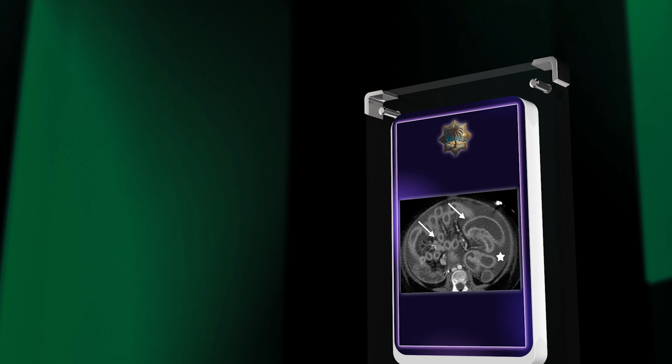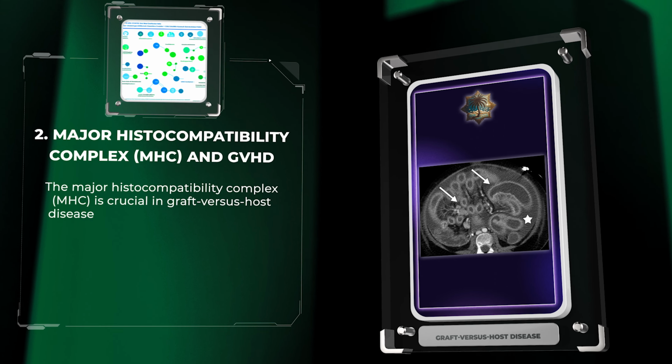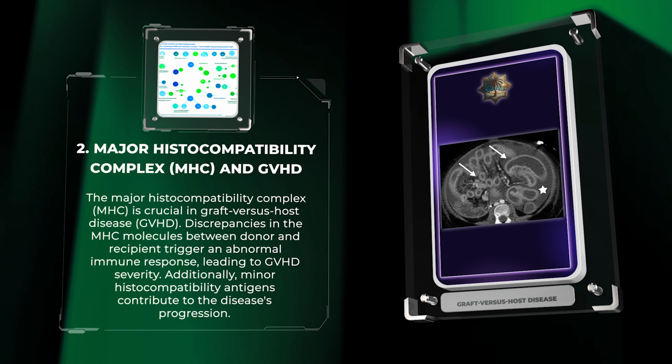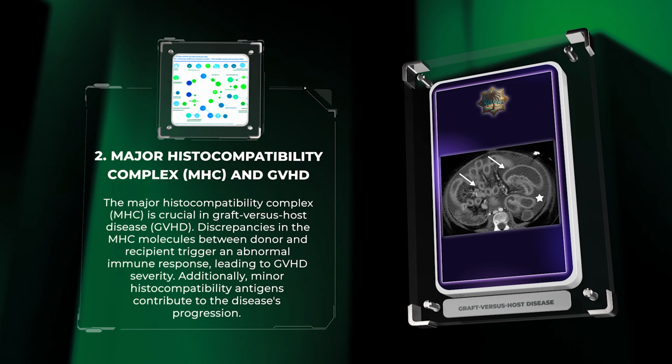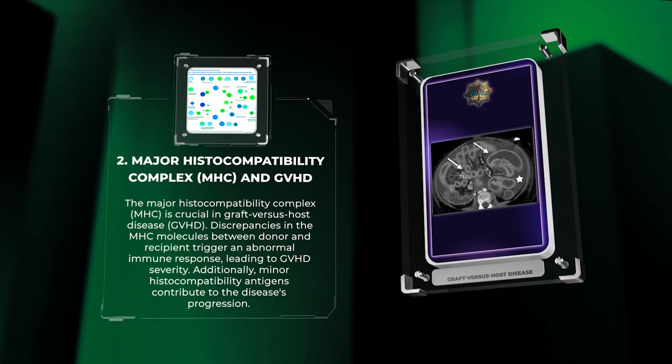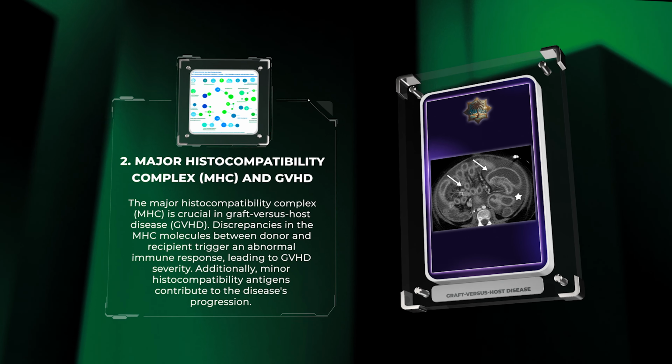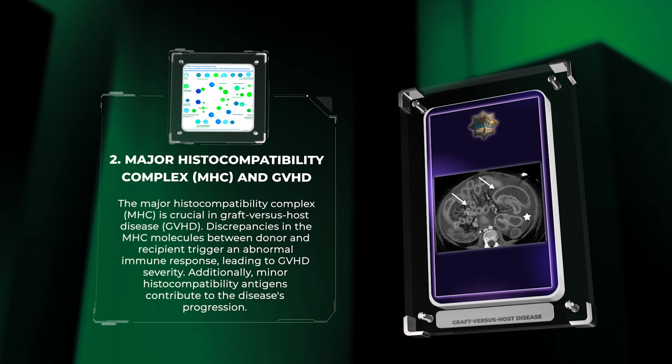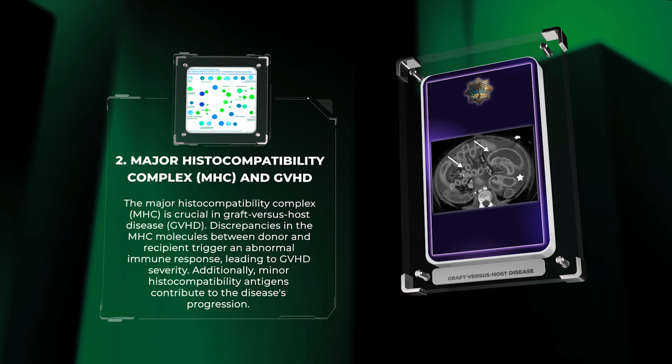The major histocompatibility complex, MHC, is crucial in graft versus host disease, GVHD. Discrepancies in the MHC molecules between donor and recipient trigger an abnormal immune response, leading to GVHD severity. Additionally, minor histocompatibility antigens contribute to the disease's progression.